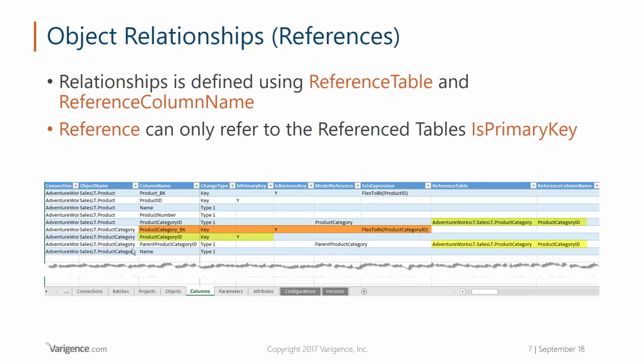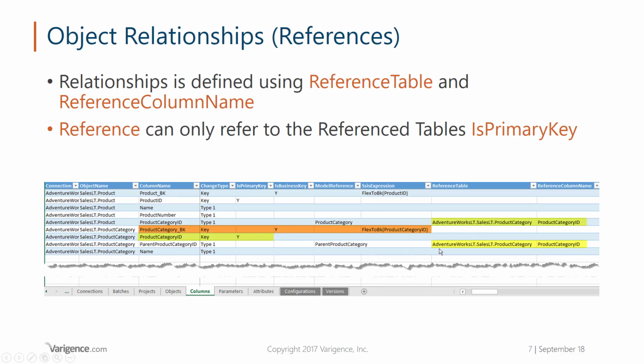Then what we need to do is talk about relationships. So the way that we define relationships in BimlFlex is in the column reference table and reference column. And this means that you can have relationships in your metadata that may not exist in your source system. So you may have a source system where there is no referential integrity, there are no foreign keys. And within BimlFlex, we can add these business keys in here.